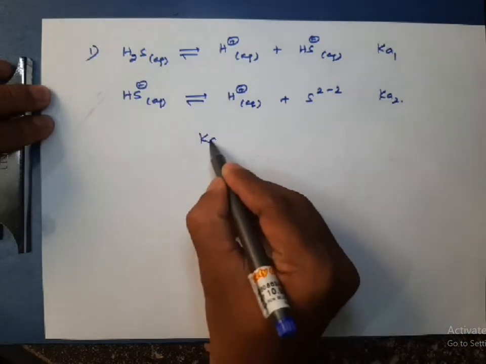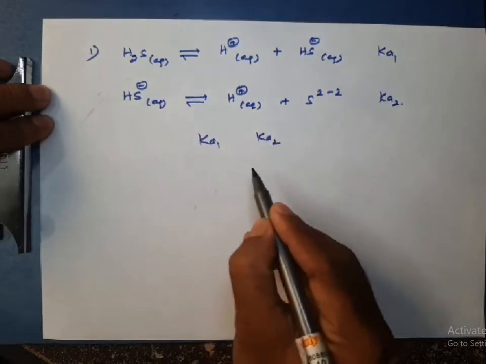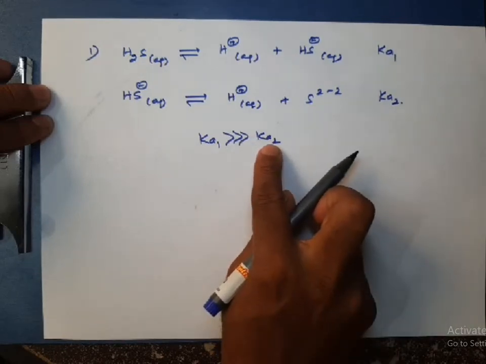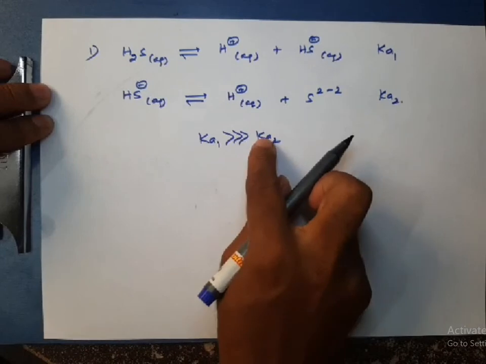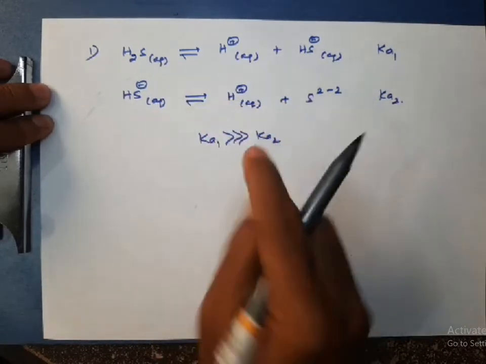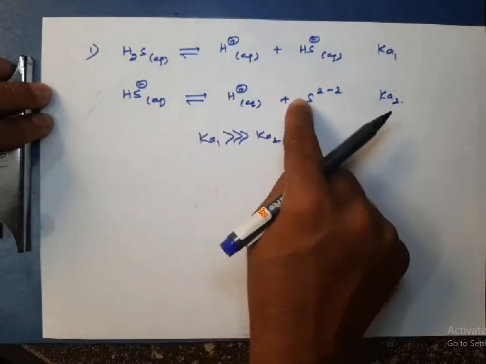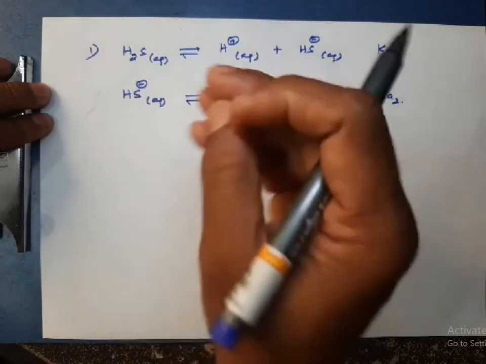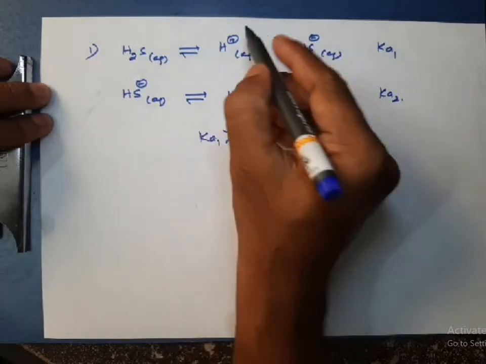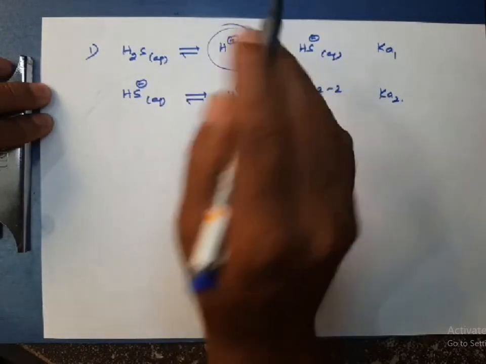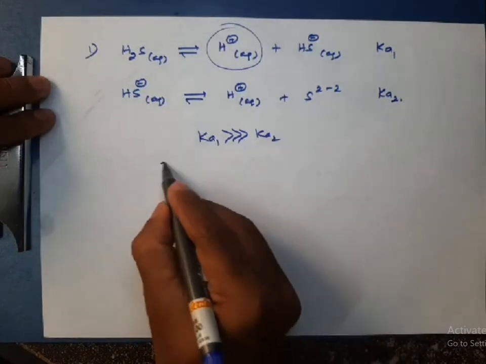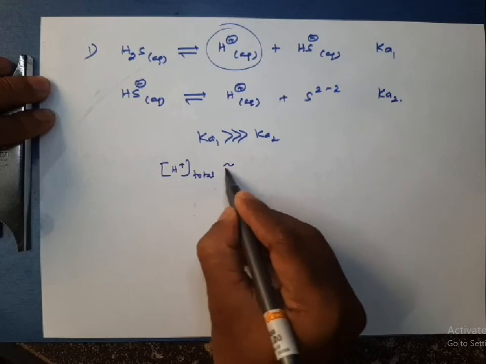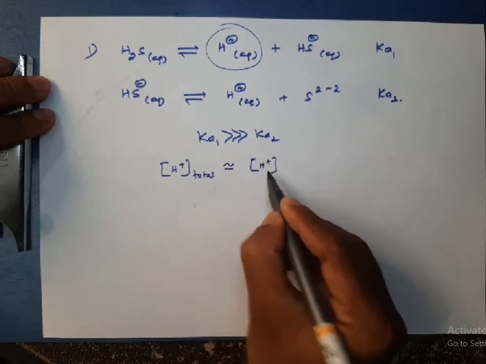So if we compare Ka1 and Ka2, Ka2 is extremely low. Ionization constant low means the dissociation is very low. That's the meaning. If dissociation is very low, then H plus from step 2 is negligibly low. Therefore, you can consider H plus from step 1 alone. So the total concentration of H plus in this case is equal to H plus from step 1.